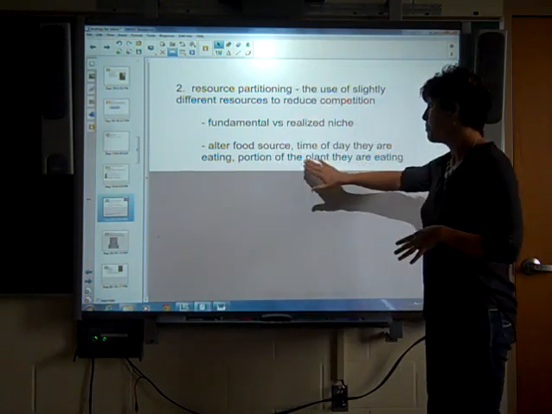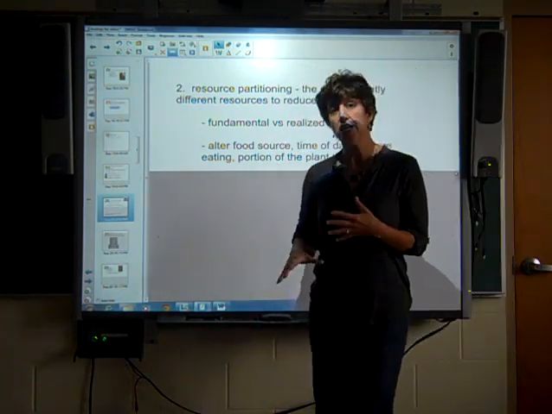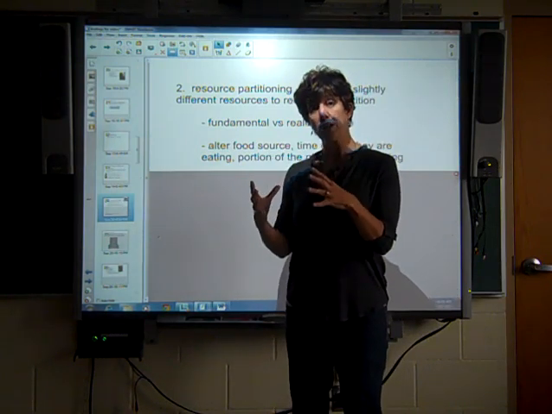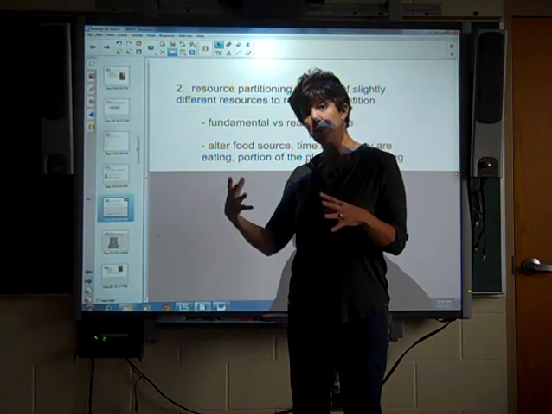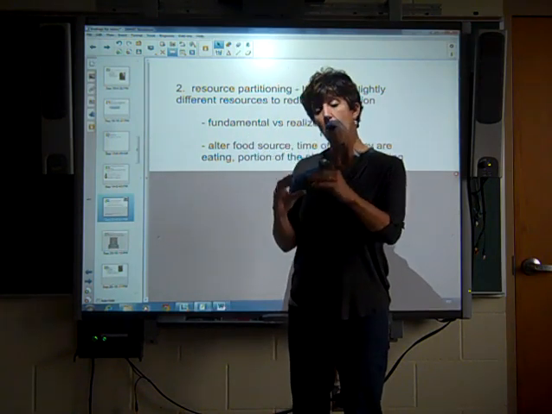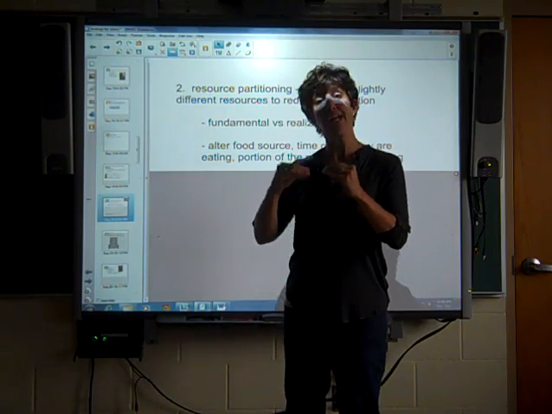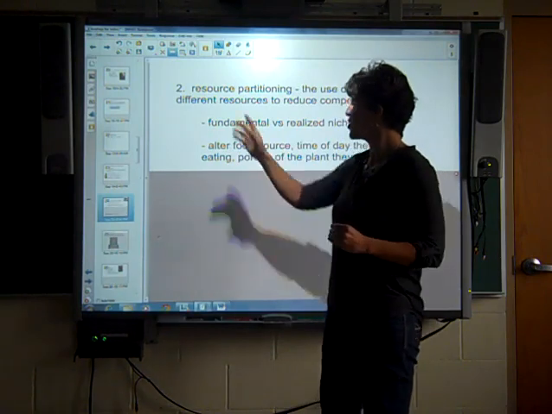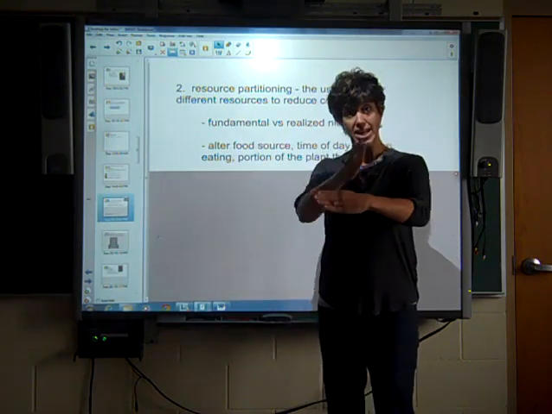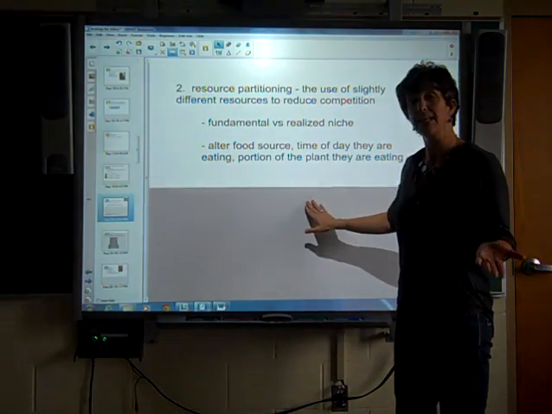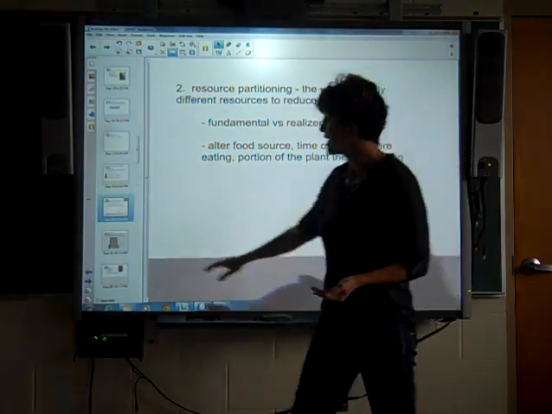Another thing is they might portion the plant that they're eating. So there are several species of birds that will occupy one tree, and they eat the same nutrients, but they eat it from different areas of the tree. Some of them only feed from the bottom of the tree, and others only feed from the middle section, and others only from the top. So they are partitioning or breaking or dividing up their resources. It allows them to compete less and live in the same place.